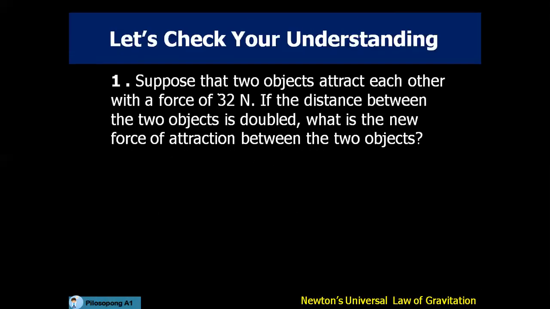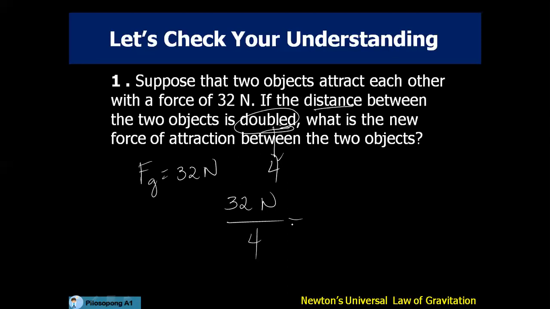Okay, time is up. So we have here a value of 32 newtons. So the value of gravitational force existing between the two objects is 32. And suppose that the distance is doubled. So if you double this up, it will be a factor of 4. So what you need to do is just simply divide your given of 32 newtons by 4. So there will be a decrease by a factor of 4 and your answer will be 8 newtons.